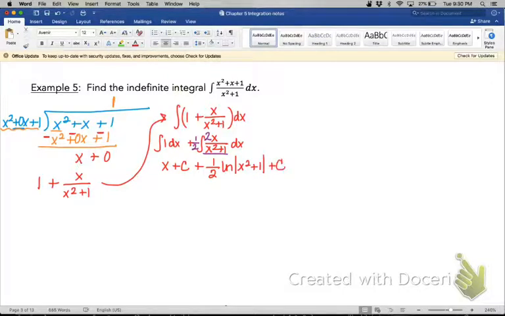Now, two things about this. One, we don't need two c's because they're both arbitrary constants, so we can just call them as one arbitrary constant and call it c. That's going to count for both of them.